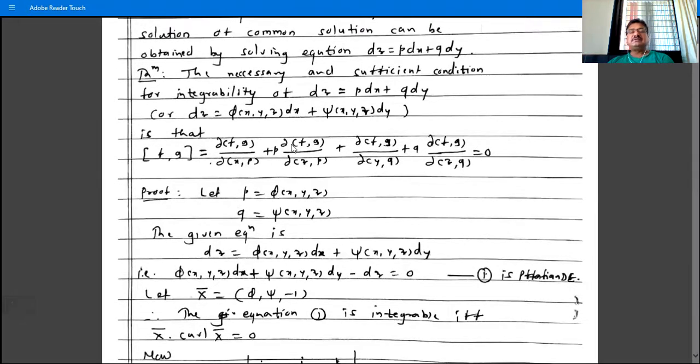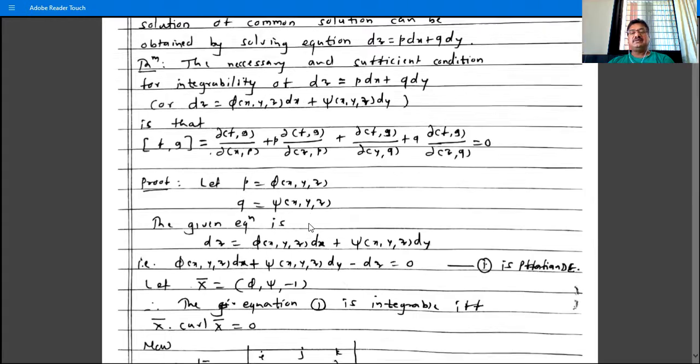So now we will give the proof of this theorem. Let p be phi(x, y, z) and q be psi(x, y, z).